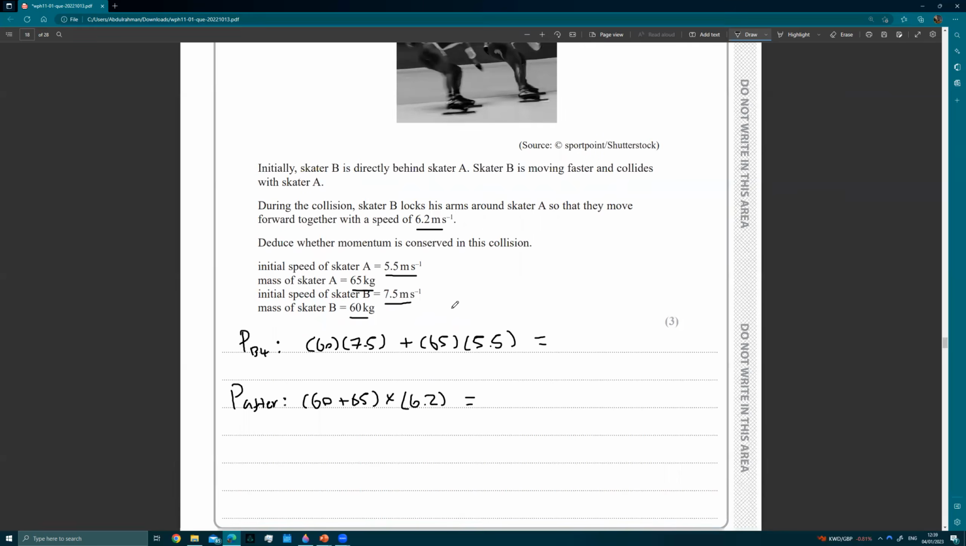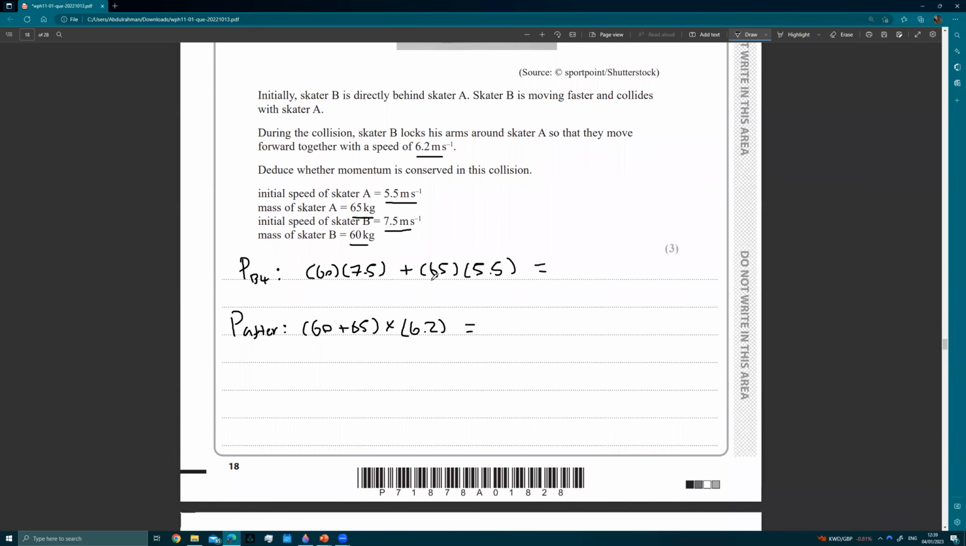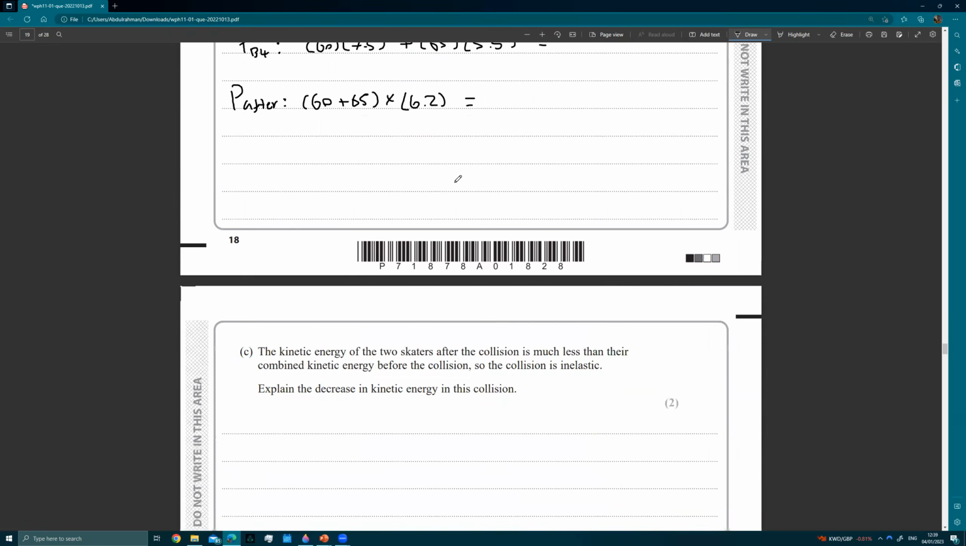Just to make this quick, I know you could do this at home. Sorry, I can't even speak anymore. And then, yeah, make a conclusion. Say, therefore, momentum is or is not conserved.